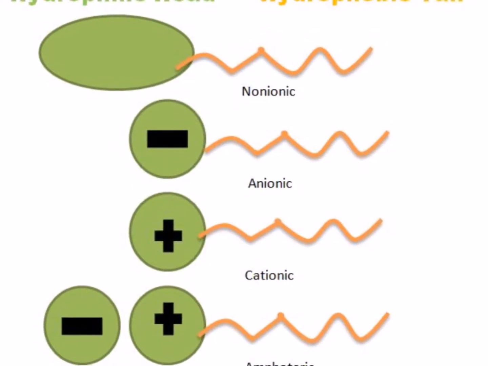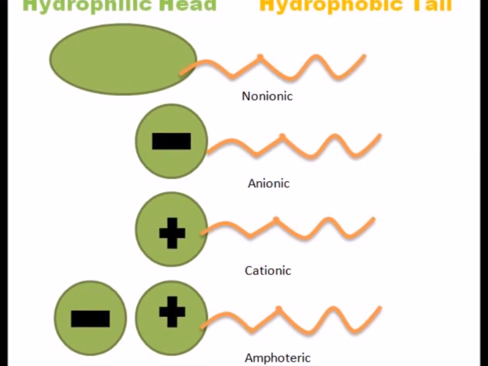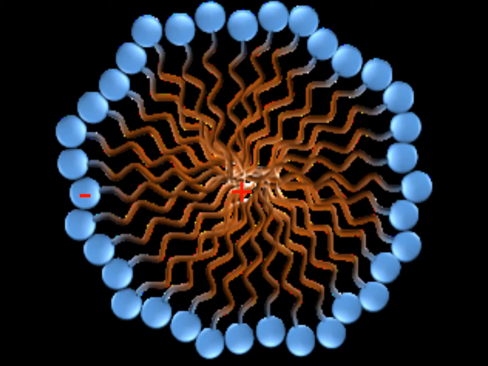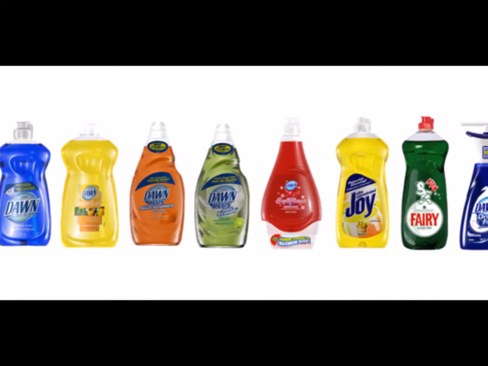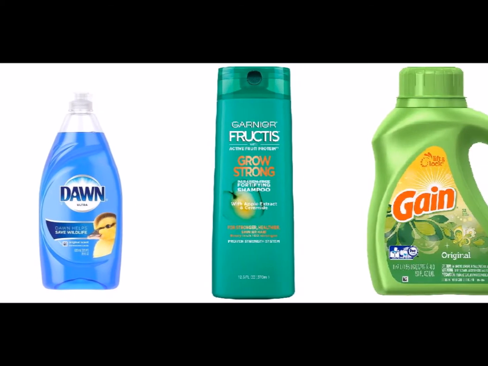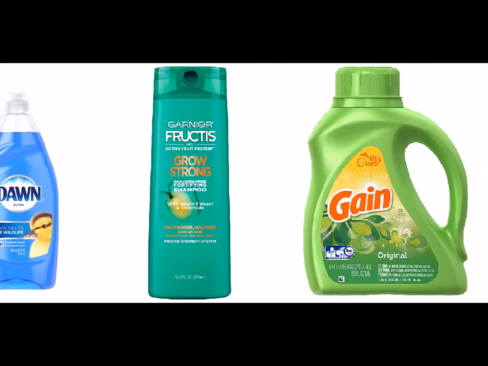There are four main types of surfactants used in the industry today, including anionic, non-ionic, cationic, and amphoteric. Anionic surfactants carry negatively charged head groups, and it's the most commonly used type in modern cleaning products, accounting for 50% of the entire industrial production. You can find it in dishwashing liquids, shampoos, and laundry detergent.